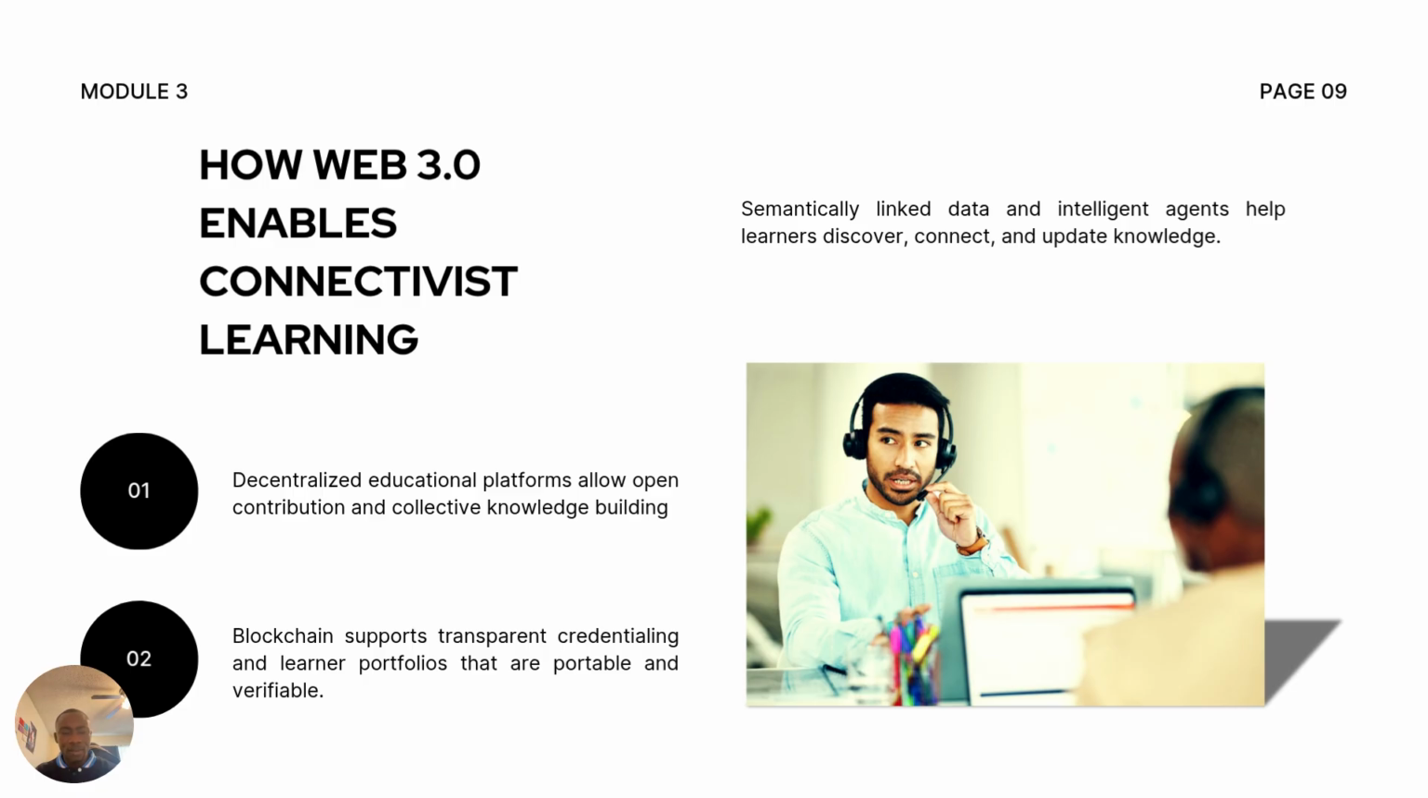Now, how does Web 3.0 enable connectivist learning? Number one is that the semantically linked data and intelligent agents help learners to discover, connect, and update their content. So the Web 3.0 we have talked about is of semantic data nature, and this is what helps learners to discover and connect and also update their knowledge.